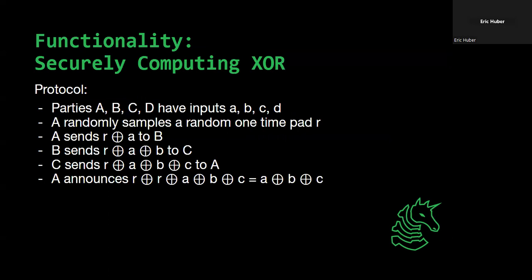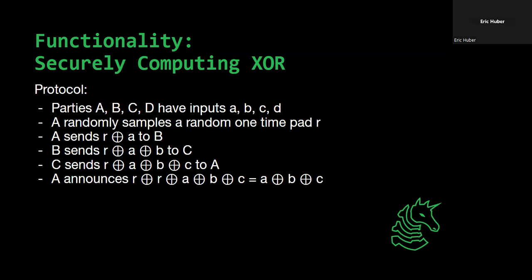And let's come up with an example of securely computing XOR. So this is a protocol where each party, A, B, C, D, has inputs, lowercase a, b, c, d. And how we'll do this is, the first party, which we'll say is A, will randomly come up with a random bit, a one-time pad, essentially. And it will XOR its input with that random seed R and send it to B.